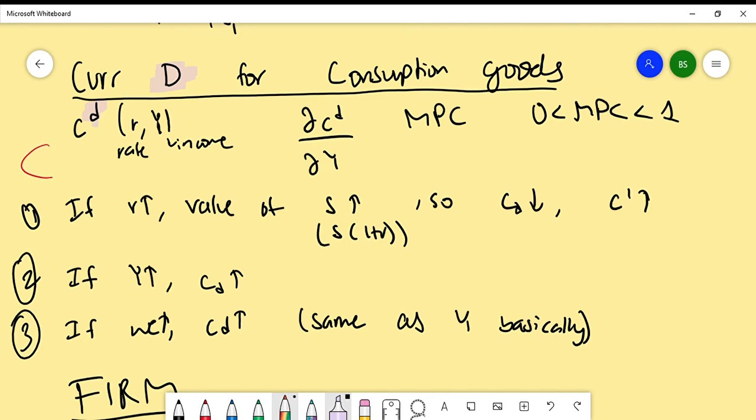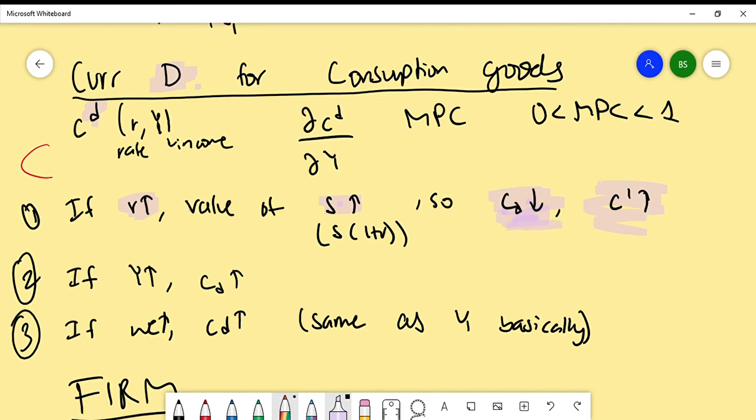Oh look, I even have the whole thing here. I didn't even have to write my own stuff. So if the rate were to increase, then again, like we talked about before, the value of my savings will increase, so I'll want to save up more. So the demand for my consumption will fall. We see the current consumption falls and then future consumption rises. This is from the consumer perspective, from me and you. This is what we would do.